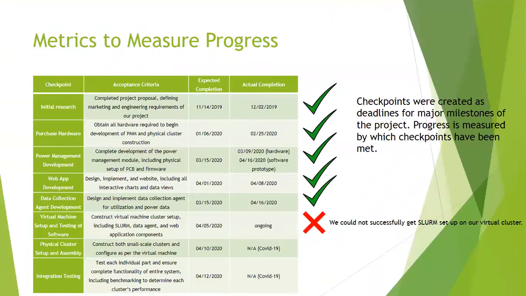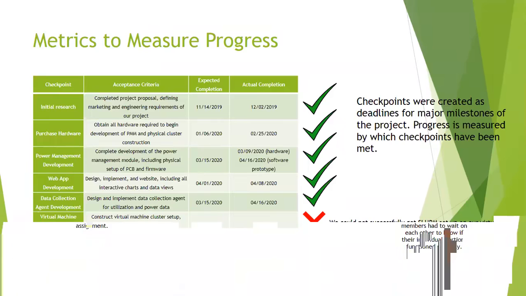Our team measured progress along the way by establishing checkpoints for the major milestones of the project. Progress is measured by how many checkpoints were met. Discounting the checkpoints which were eliminated after the COVID-19 rescope, the only checkpoint which was not met completely was the virtual machine setup and testing of software checkpoint, which was only due to the fact we cannot get Slurm to function properly. Next slide, please.